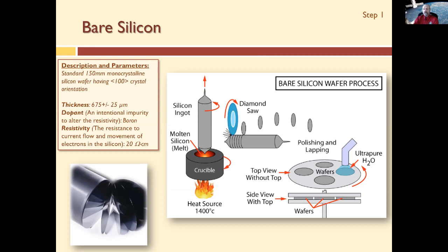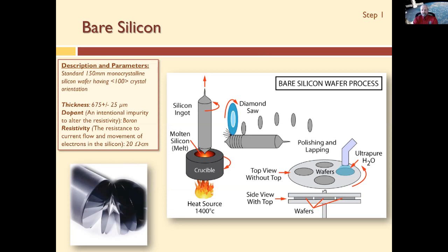And sometimes we dope the substrates, so they have some electrical properties. So you'll have N-type and P-type doped silicon wafers, and that's to aid in the making of transistors. Okay.